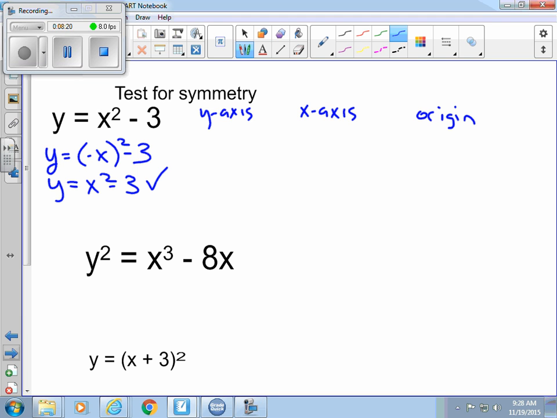So this is the test for y-axis symmetry. It does have y-axis symmetry. Does that make sense? If you get the same equation as you started with, it has y-axis symmetry. So this does have y-axis symmetry.